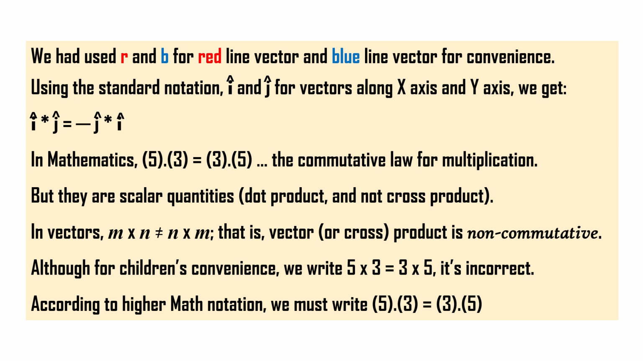In vectors, m into n is not equal to n into m, that is, vector product or cross product is non-commutative. Although for children's convenience, we write 5 cross 3 is equal to 3 cross 5, it's incorrect. According to higher math notation, we must write 5.3 is equal to 3.5.